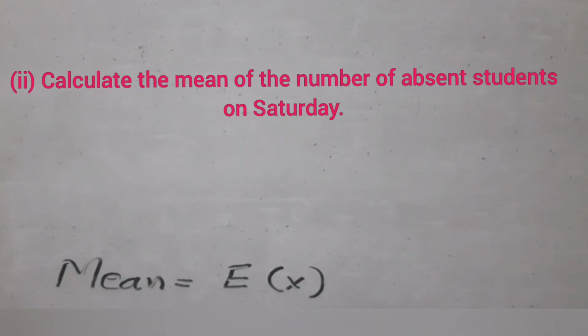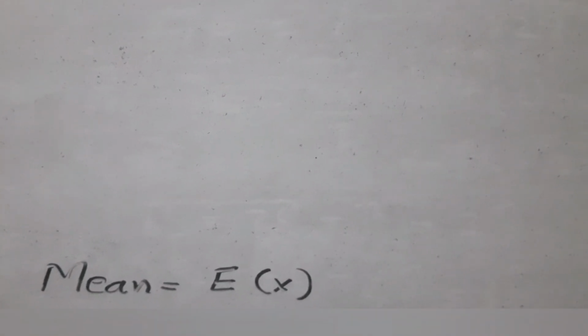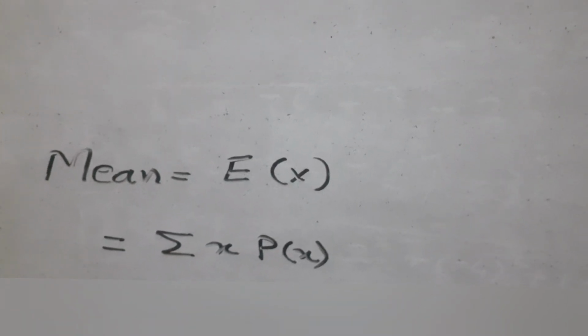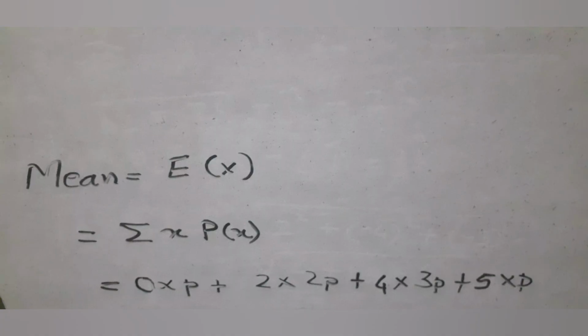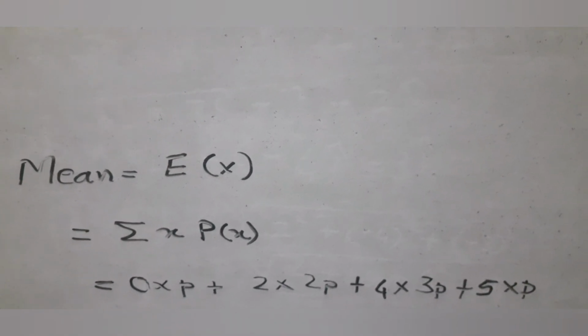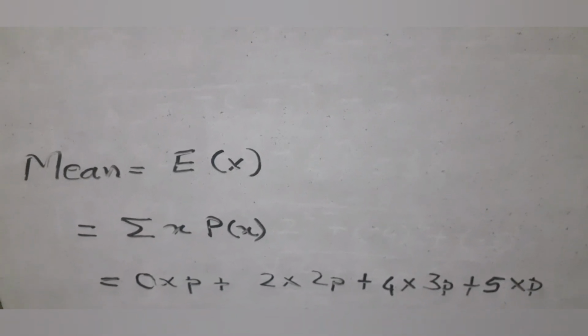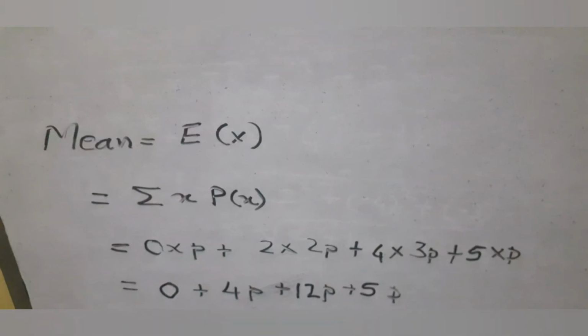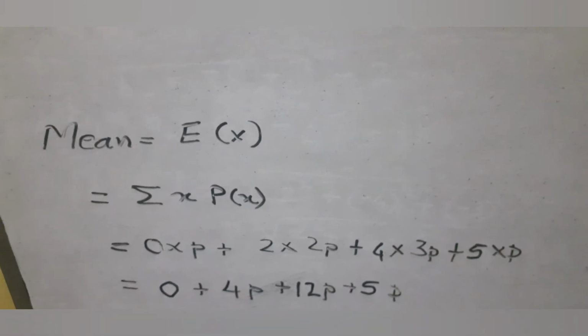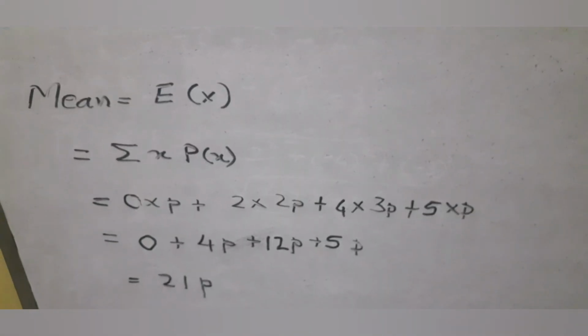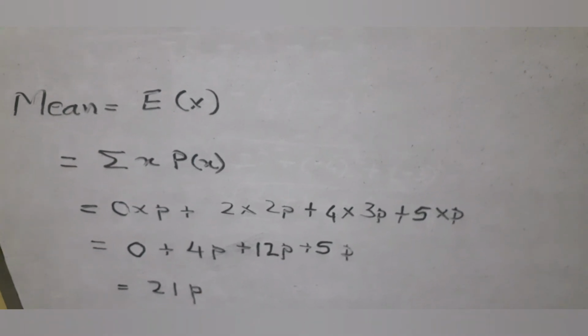The mean means expected value of x. We know that the formula for E of x for a discrete random variable is summation x into p of x. So summation x into p of x means 0 times p plus 2 times 2p plus 4 times 3p plus 5 times p. On multiplication, we get E of x equal to 0 plus 4p plus 12p plus 5p, or 21p. Replace p with 1 by 7.